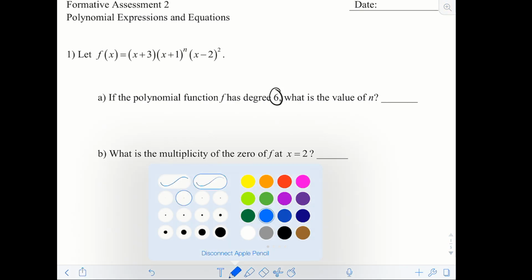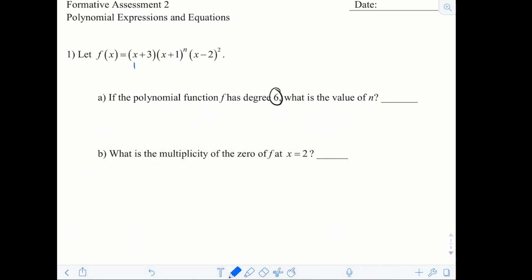So what I'm doing here is I'm counting how many x's there are. So 1, there's 2 here. So if I need there to be 3 to add up to be 6, I'm going to need that n to be 3. All right, just as simple as that.